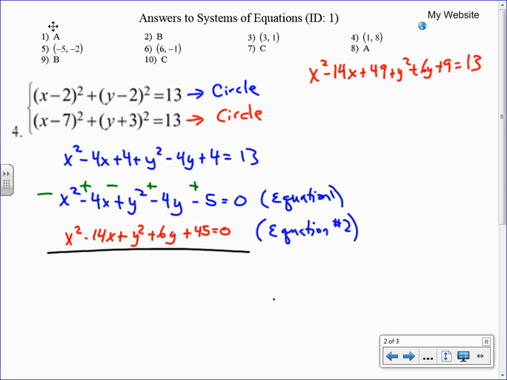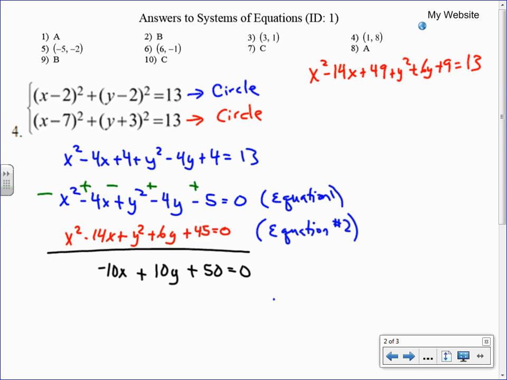So positive 4x and negative 14x is negative 10x. The y squareds cancel out. Positive 4y and 6y is plus 10y. Is that okay? What's a negative 45 and a positive 5 and a positive 45? So that gives me plus 50 equals 0.